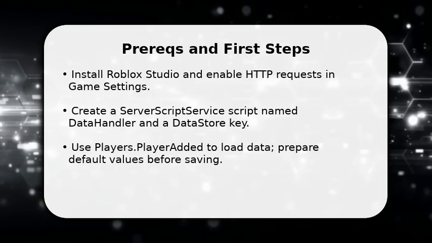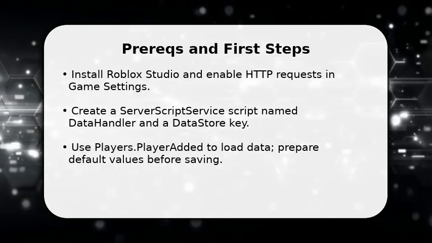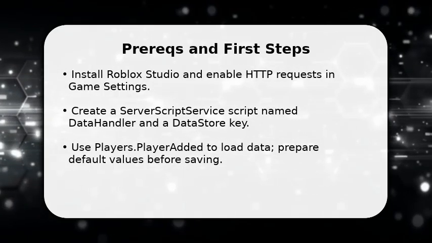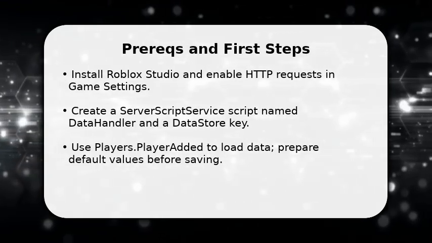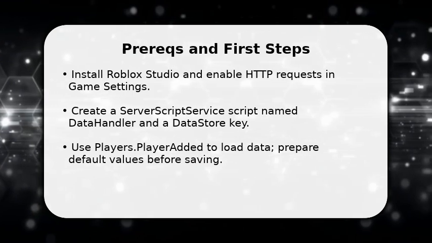Once done, write a player added listener that attempts to get async for that player's key and falls back to your default table if missing. Make sure to log failures. This helps when saving later. You are ready to load.